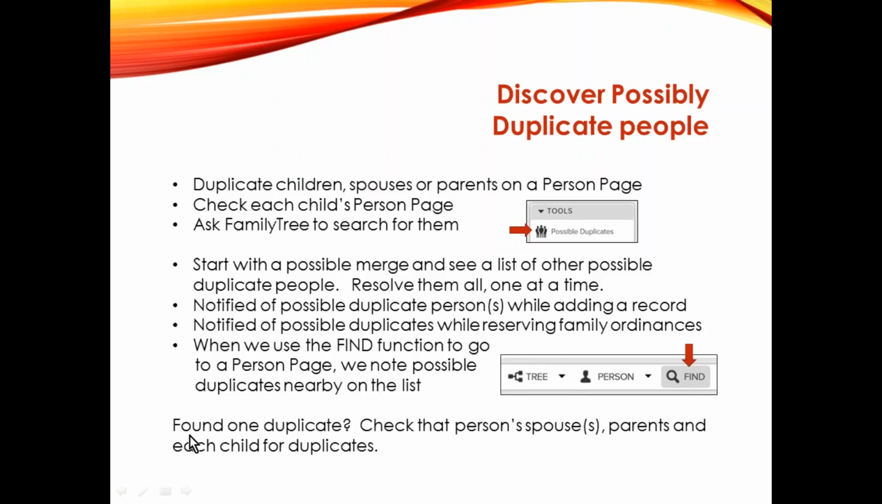And once again, reiterating what we said on the previous couple of slides, when you've found one duplicate, check that person's spouses, parents, and each child individually for duplicates, because one duplicate almost always generates more.